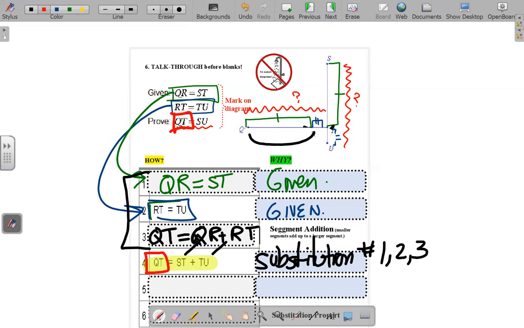There is something in my proof that I have completely ignored. Jack, what have I completely ignored? I've said nothing about it, and it's in my proof, which means I need to get it out of the fridge. So I need to get SU out of the fridge. Darcy, what is a directly true statement I can make about SU? Directly true, like it's a freebie. It's free. It's right there. ST plus TU equals SU. Yeah, that's a directly true statement. We call that segment addition.